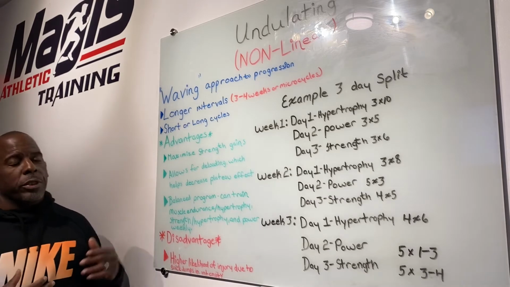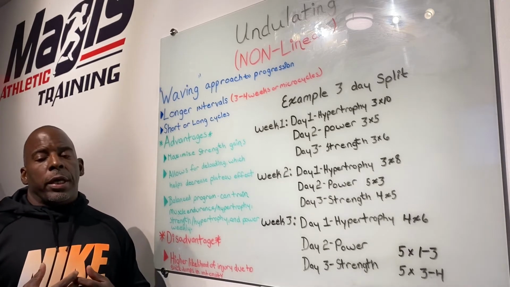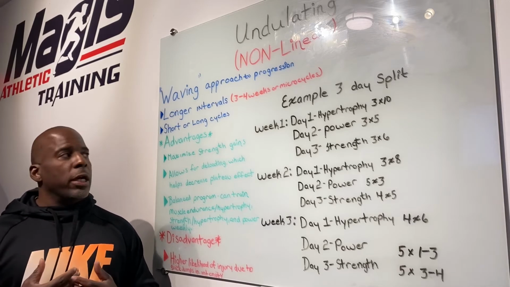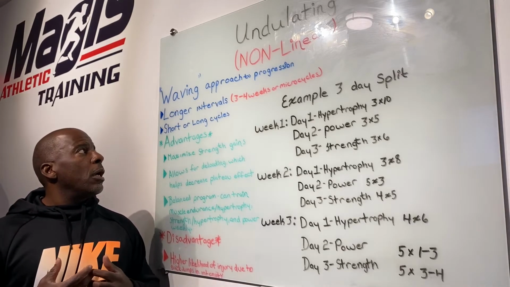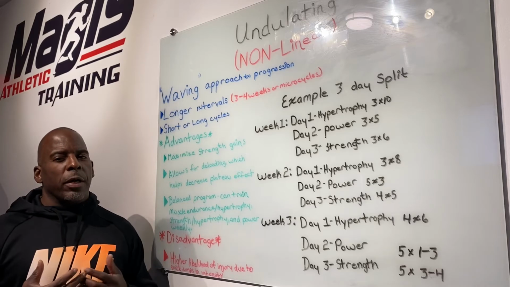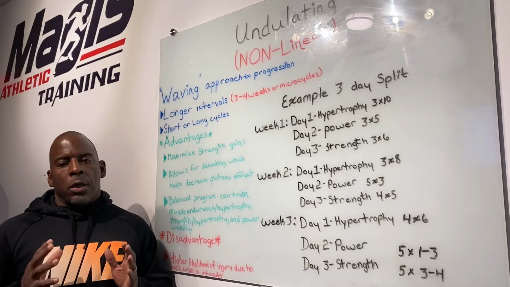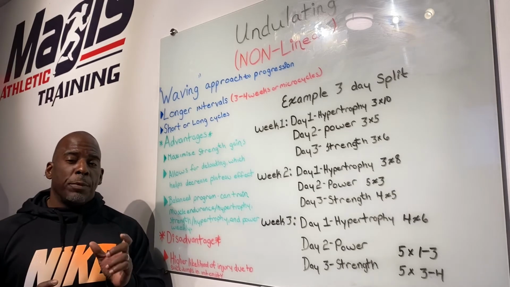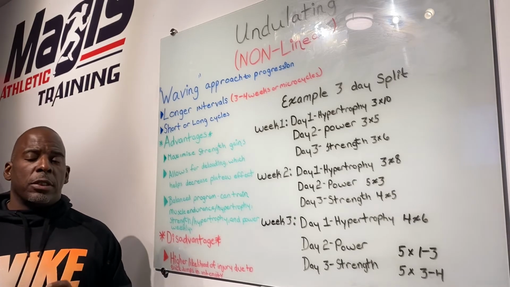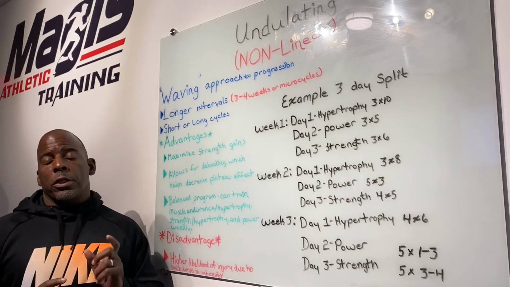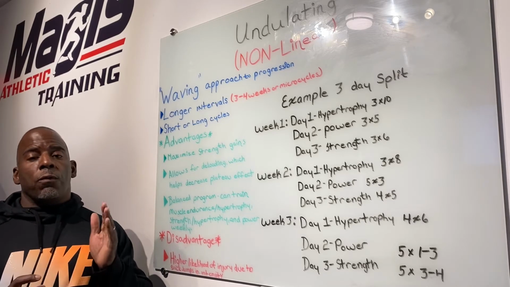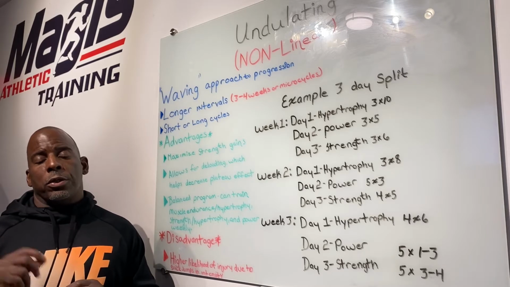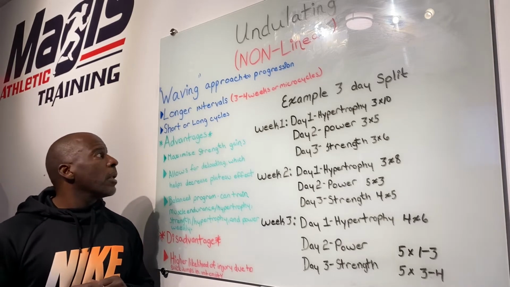One of the characteristics is that with undulating periodization, you can either have long or short cycles, typically a longer interval of about 3 to 4 weeks. That's very similar to linear periodization. However, with linear periodization, those intervals can go anywhere up to 4 to 6 weeks, whereas with your undulating, it's only going to go 3 to 4 weeks.